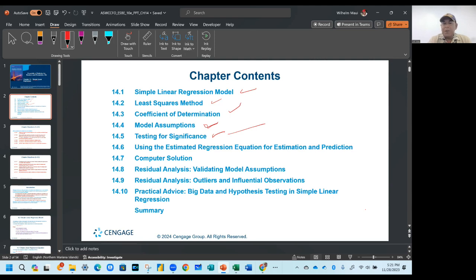And then why the linear regression is a good model is that once you've estimated your equation, you can then use that equation to come up with estimates given new values for that independent variable, or you can make predictions, no? Regression is used a lot in the context of prediction. No? And then we look at computer solutions.